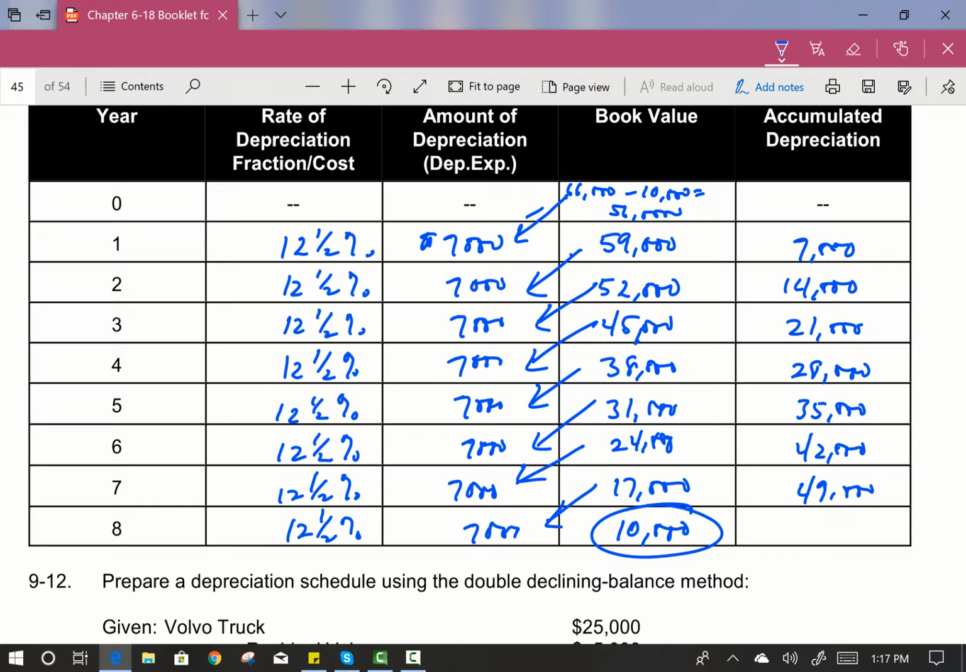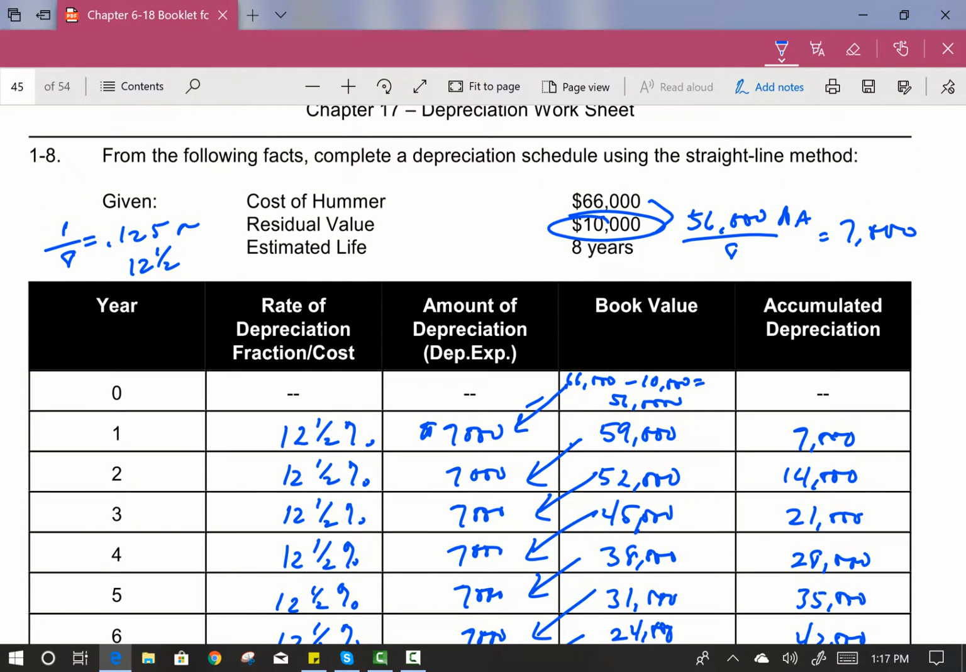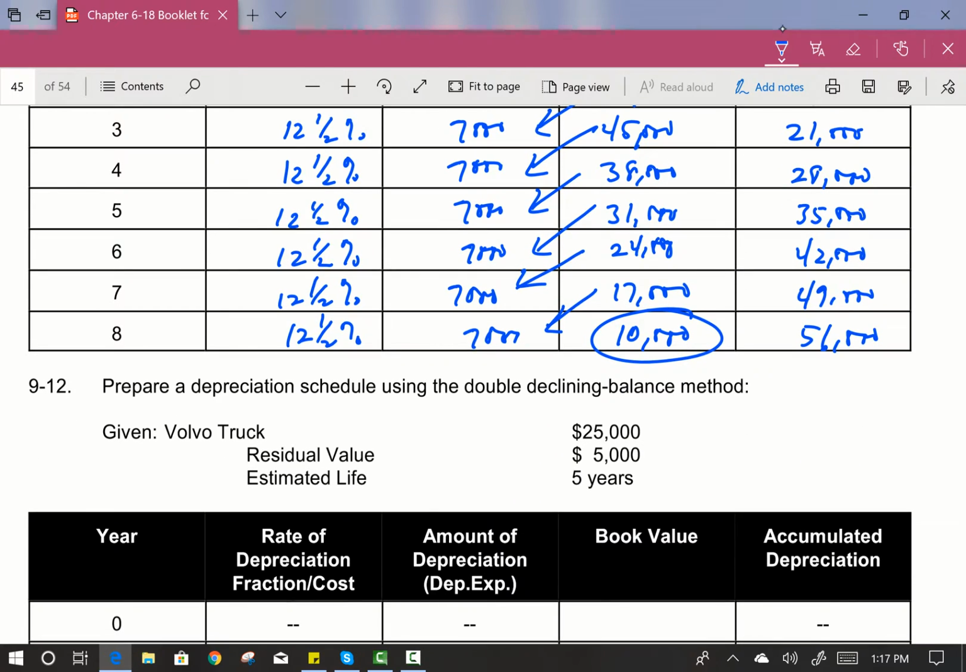No, I didn't. 49 plus 7 is 56,000. Okay, so the depreciable amount, which is 66 minus 10, is equal to 56,000. The accumulated depreciation did not go greater than the cost less the salvage value, which is your depreciable amount of $56,000.